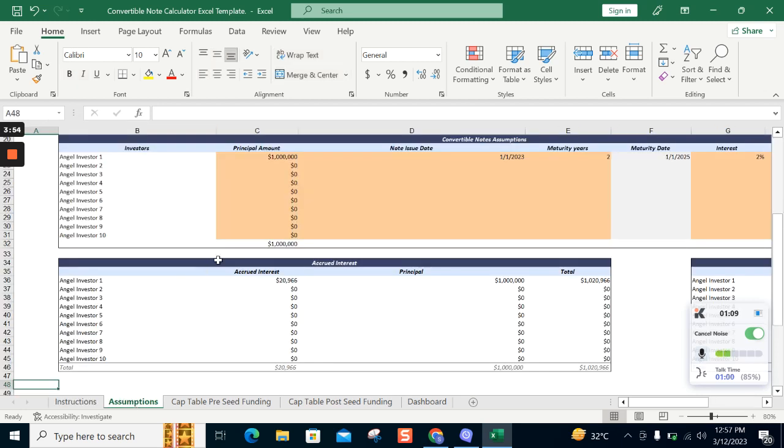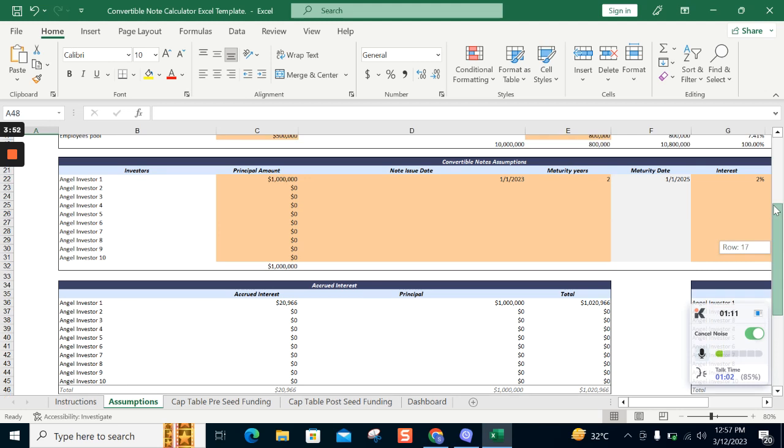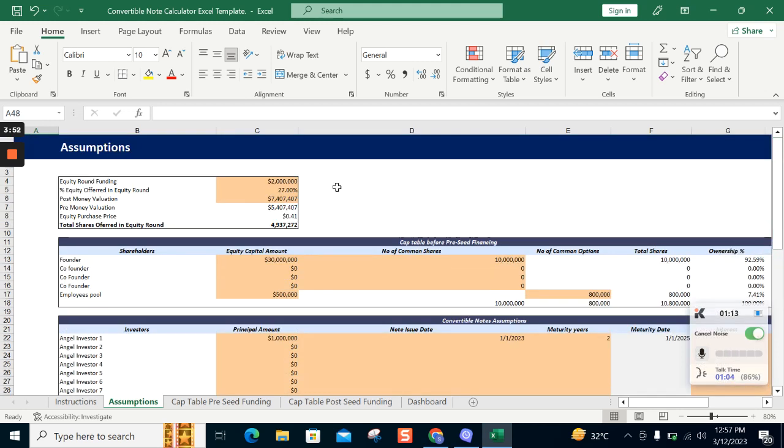The calculator has an assumption sheet. The assumption sheet basically contains the inputs. The pitched fill columns are the inputs that you have to enter according to your company's data, and the template will update the calculations. Here you have to write the equity round funding and the percentage equity offered in the equity round. Post-money valuation, pre-money valuation, equity purchase price, and total shares offered in the equity round are calculated based on the assumptions above.